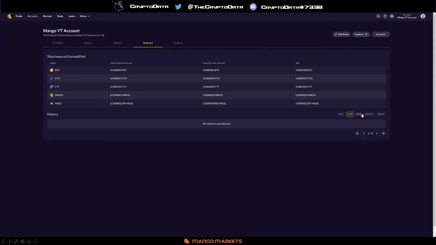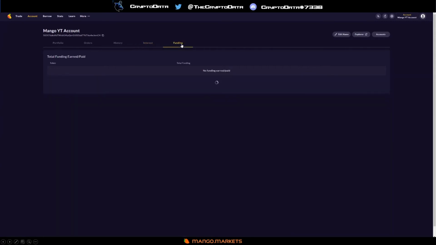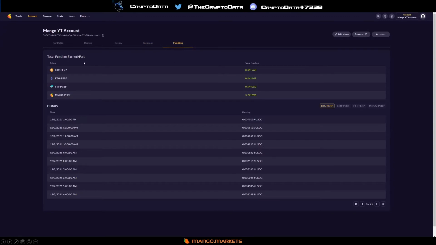So you're seeing the different interest being paid, and then also you're seeing the funding that is being paid as well. So right here, total funding earned. Again, this is in USDC value. So 46 cents, 44, 54 cents, $3.72 for the MNGO perp. Again, that is insane. We'll actually go over the funding and how you can look at the best rates for that. But basically you can just see at a glance what you're earning here and where that money is being accrued. So this is a great way to look at that. And then next, what you want to look at is stats.